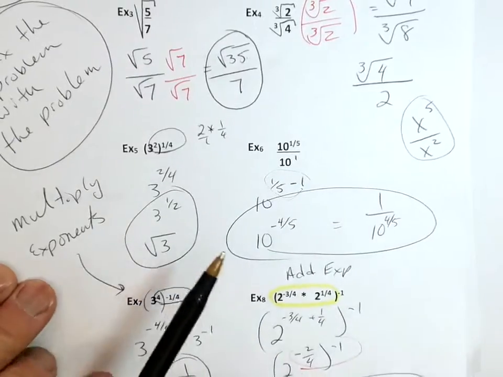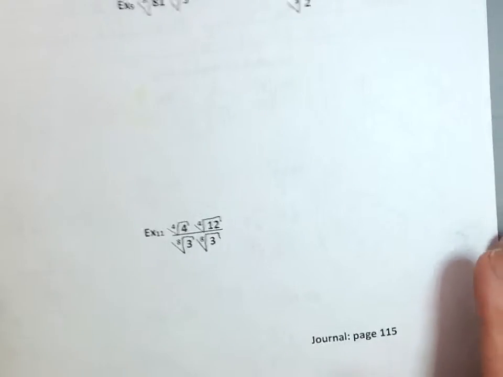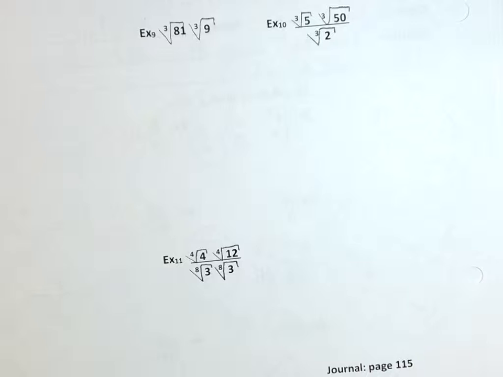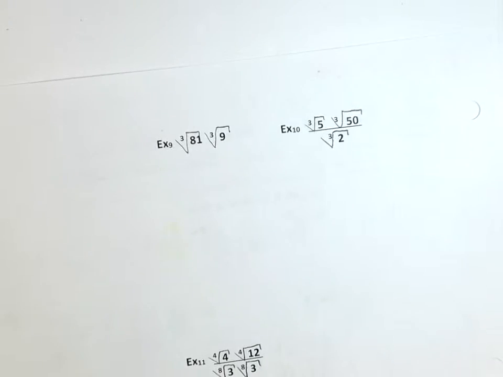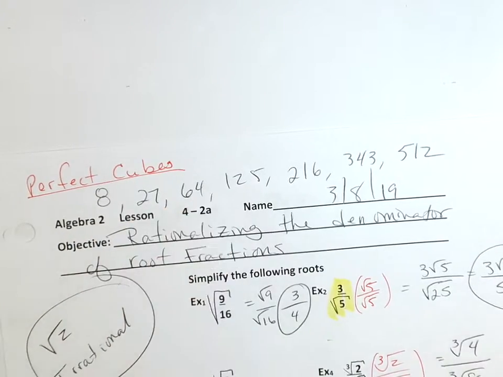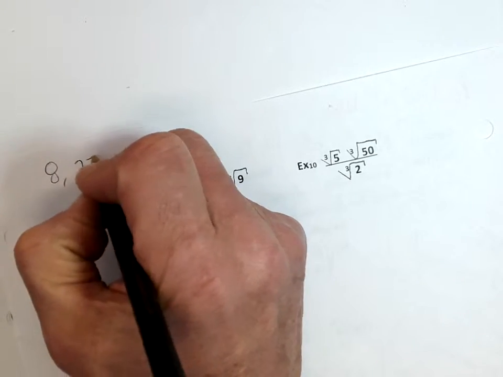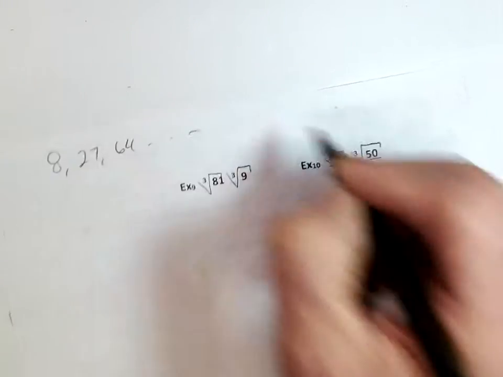Okay, turn the page. Okay. Woo, man, what do you think? Well, how about this? What are my special numbers? 1, 8, 27, 64. So I'm going to write those up there: 8, 27, 64, dot, dot, dot.